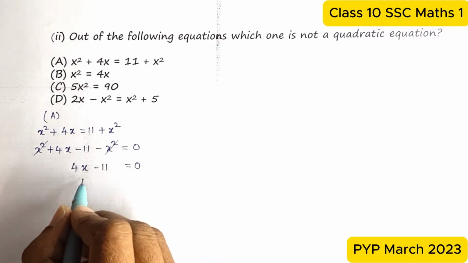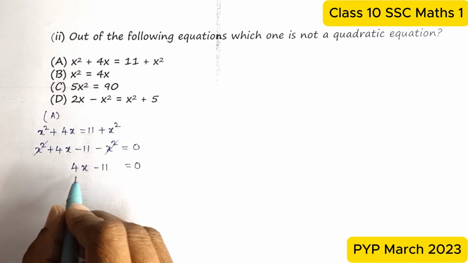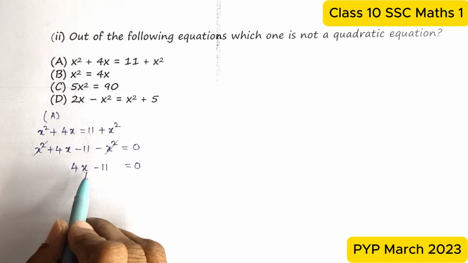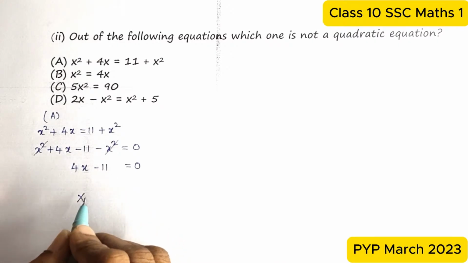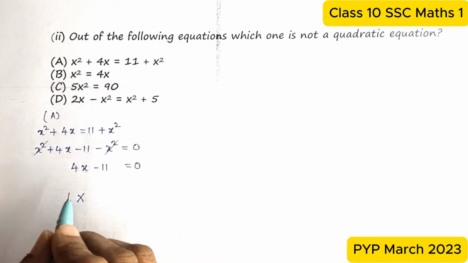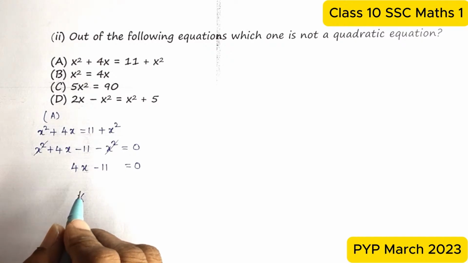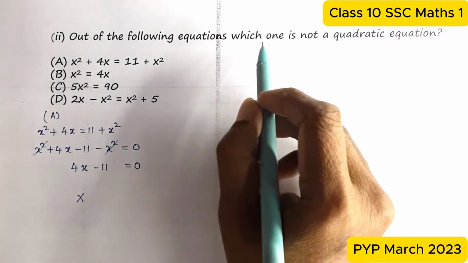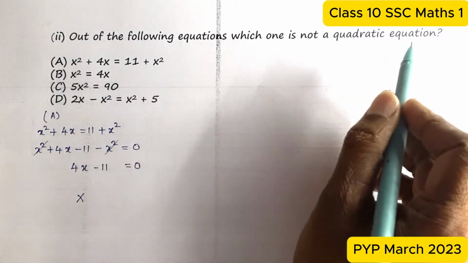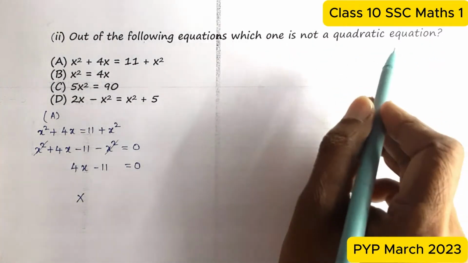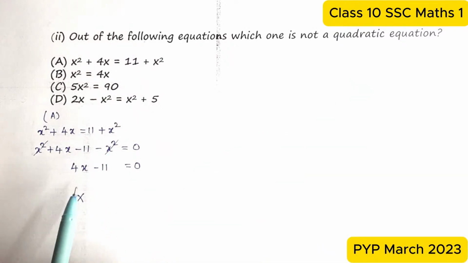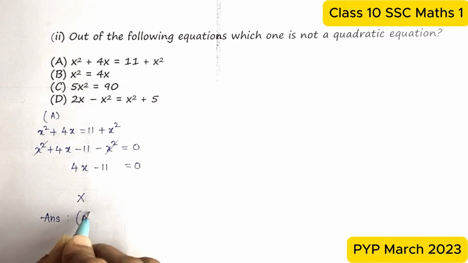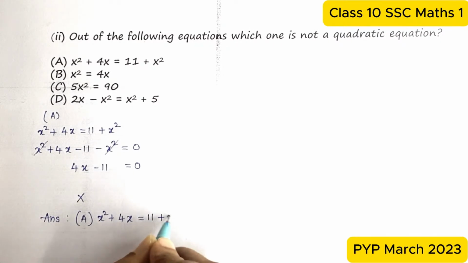So now students, the highest index of this equation is 1. That's why it is not a quadratic equation. Okay students, that means the first option is the correct option, because the instruction is not a quadratic equation. So the first option is the correct answer. Answer A, x square plus 4x is equal to 11 plus x square.